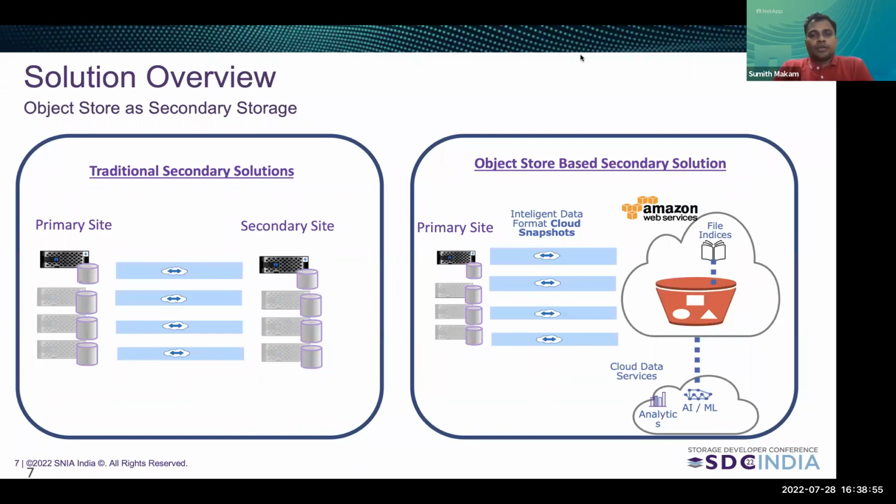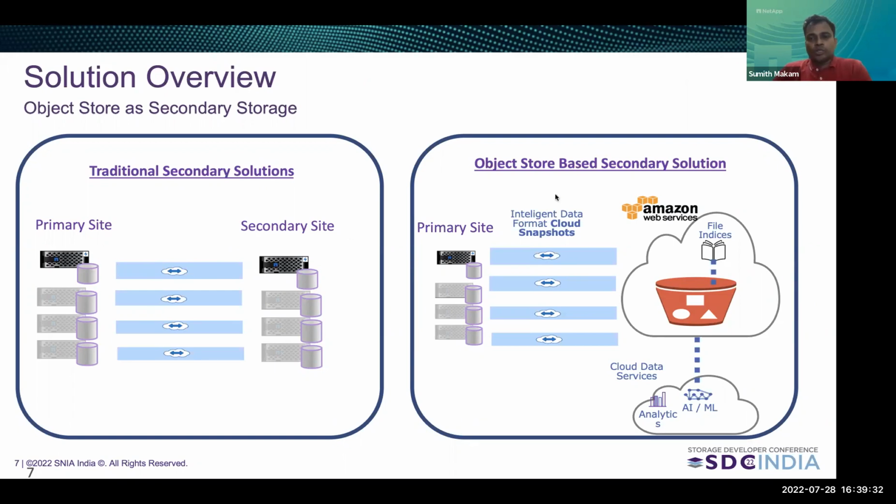Here is the comparison of traditional secondary solution and object store based secondary solution. On the left side, you see a traditional secondary solution wherein on the primary site there are a bunch of nodes, and there are a bunch of nodes on the secondary site as well. So here, just for the illustration, we have listed every node on the primary backing up to a different node on the secondary. Typically, it need not be a one-to-one mapping. It can as well be a many-to-one mapping, as in multiple nodes on the primary side can keep taking a backup to only a single node.